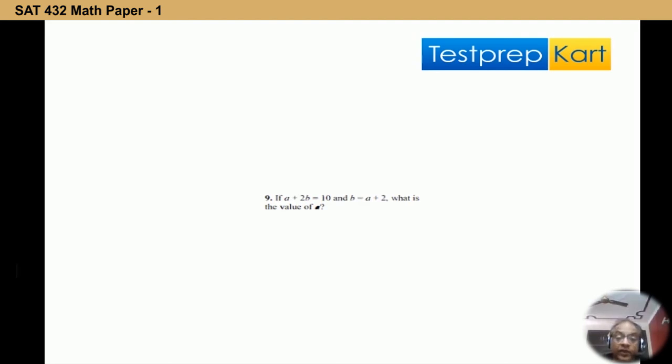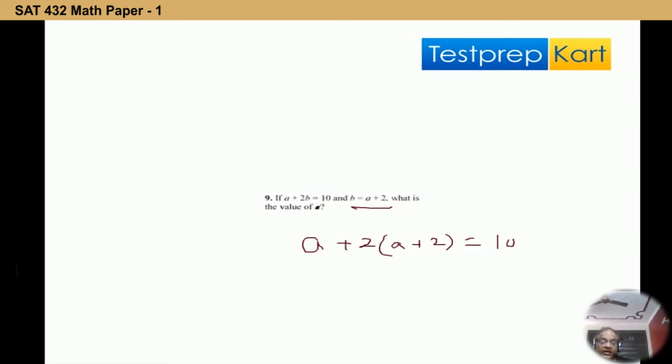Now A plus 2B is equal to 10 and B is equal to A plus 2. So what is the value of A? Now what you can do is substitute the value of B from this one into this one. My A plus 2B was 10. So let's take B to be A plus 2. So this is equal to 10.